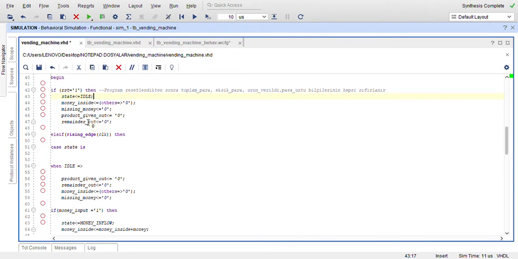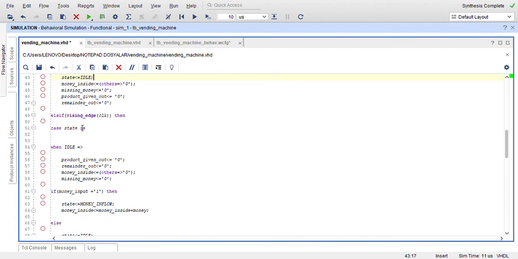Then missing money, product given out, and reminder out are zero. Because they are 1 bit, we can directly write 0. Then else if rising edge clock, this means we will work with our clock's rising edge. It depends on our rising edge.